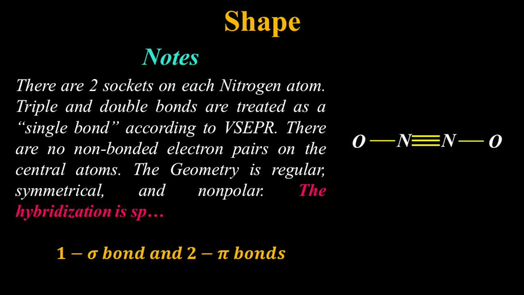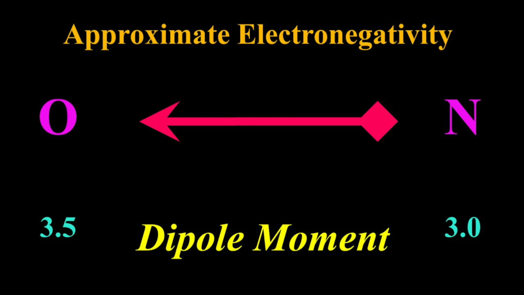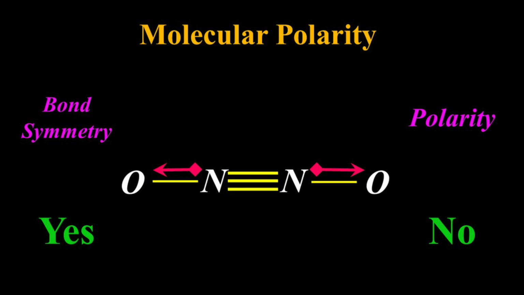So that's going to be our geometry. Our geometry will be clearly linear. Now, obviously, you could probably guess this right away. The dipole is going to be going towards the oxygen, and it will be nonpolar. So the symmetry is yes, the polarity is no.